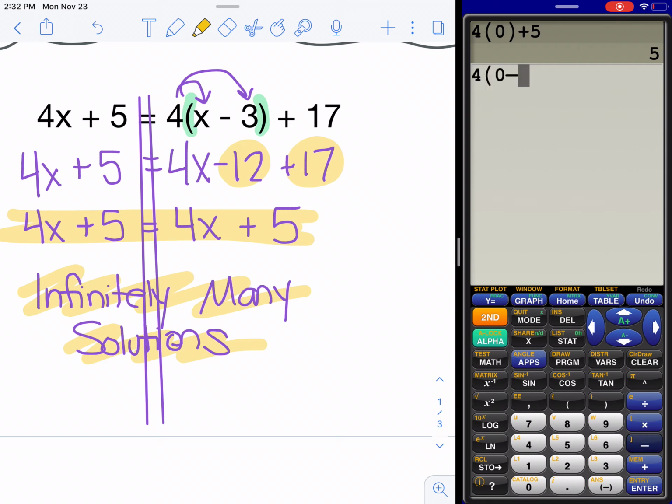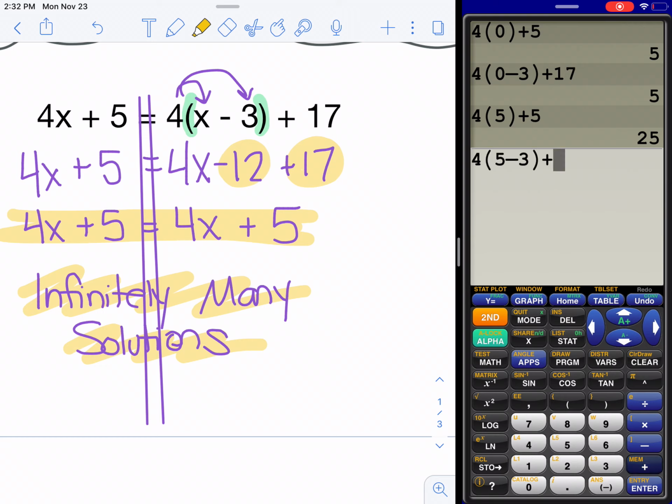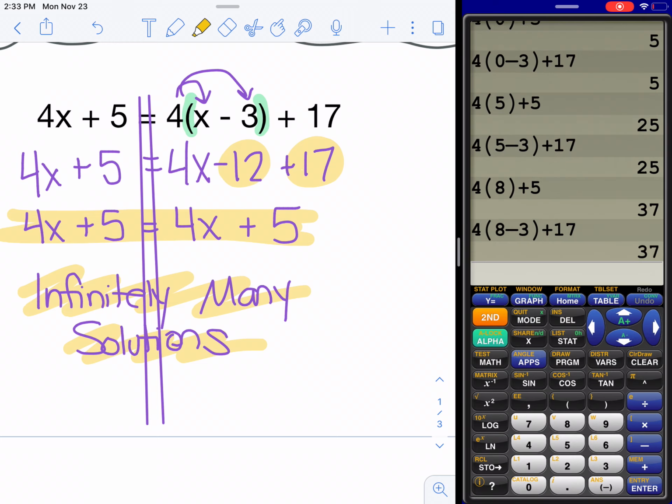If I plug in 0 on the right, I still get an answer of 5. So 0 worked. Let's pick another number. Let's try, I don't know, 5 this time. So 4 times 5 plus 5. That gives me 25. Plug in 5 again for x, and I still get 25. In case I haven't convinced you yet, we'll do one more number. So let's try my favorite number, which is 8. So 4 times 8 plus 5 gives me an answer of 37. 4 times 8 minus 3 plus 17 still gives me an answer of 37. So you could plug in numbers forever and ever, and it will always work.